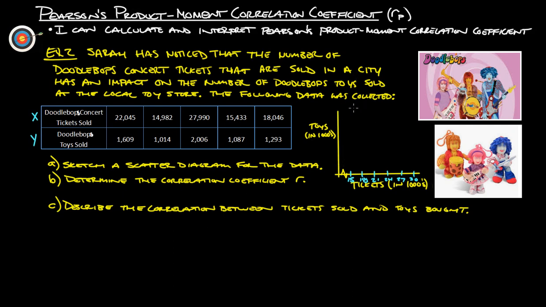And then again, it's just a really good habit to get into to always just give your graph a title. And so I just call it Doodle Pops, tickets, and toys sold. It's just a little relationship between the two here.